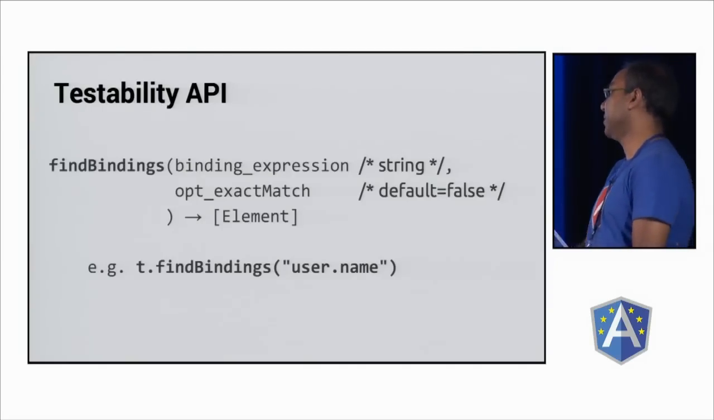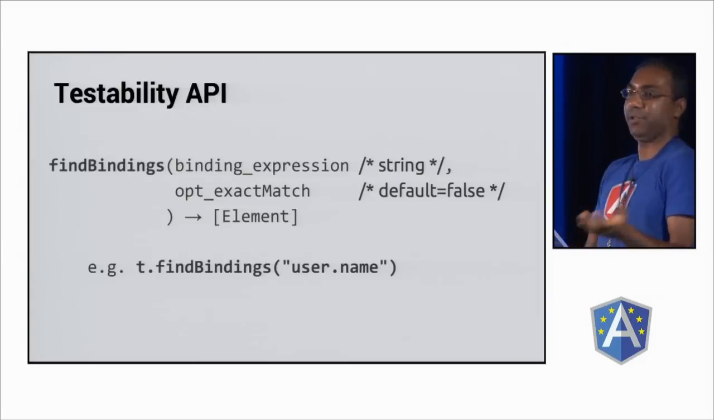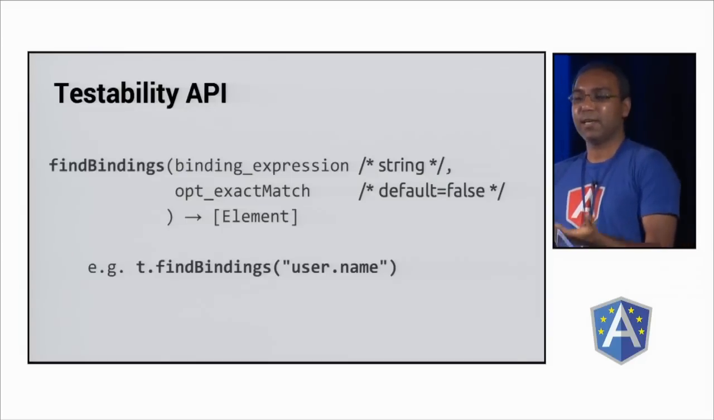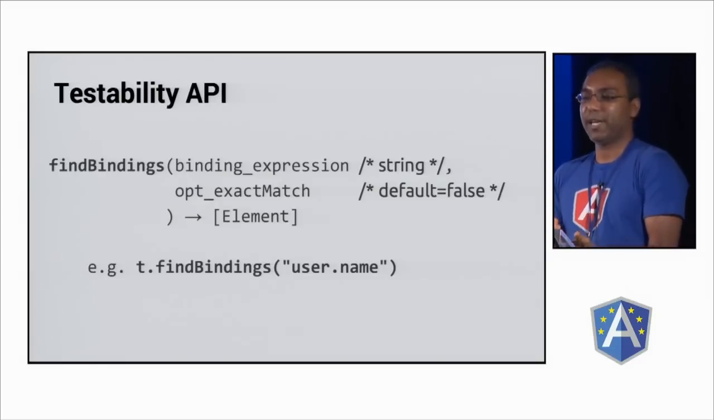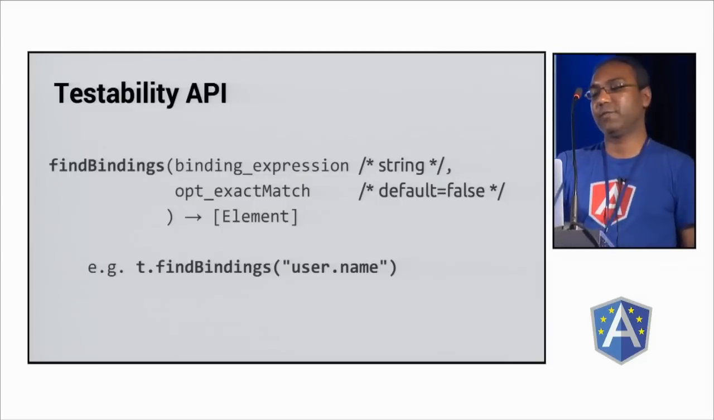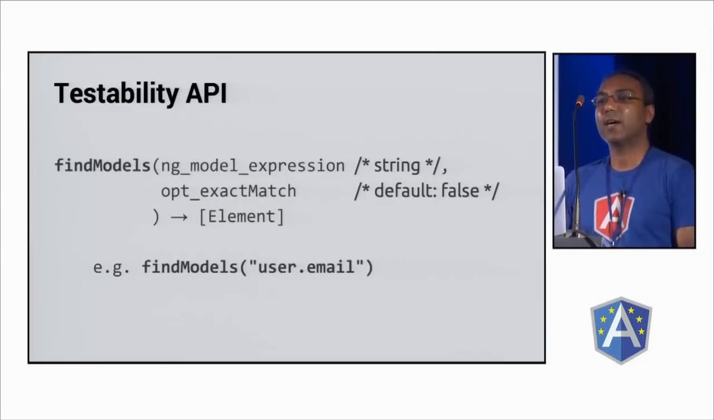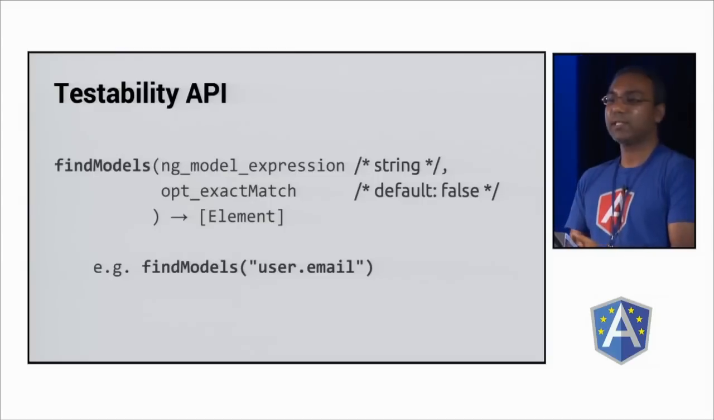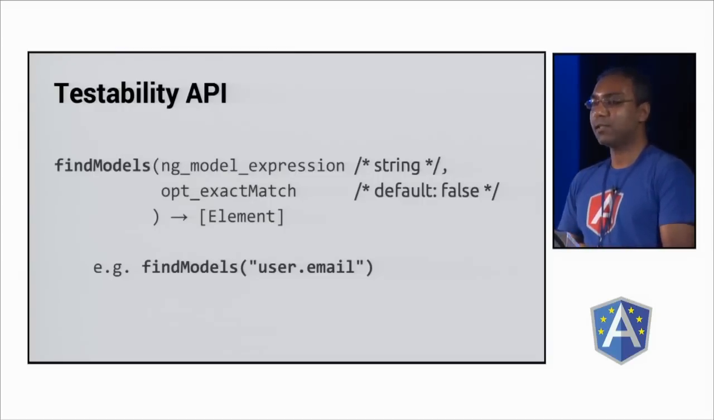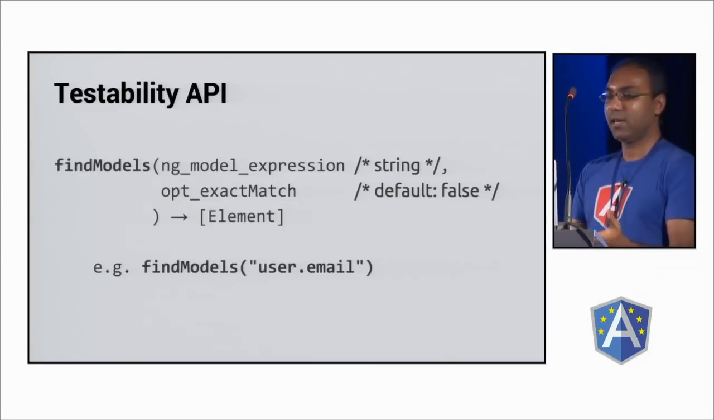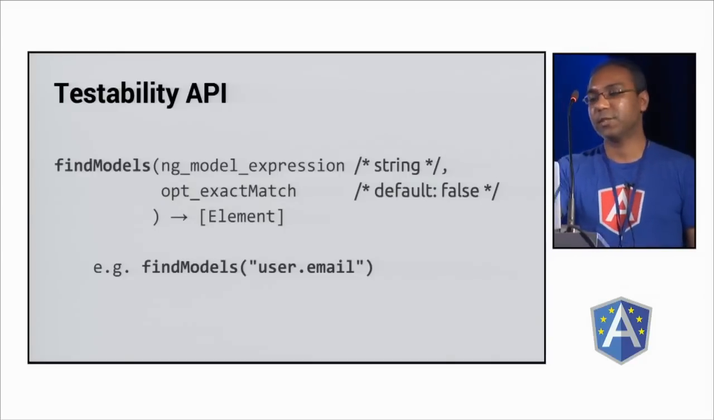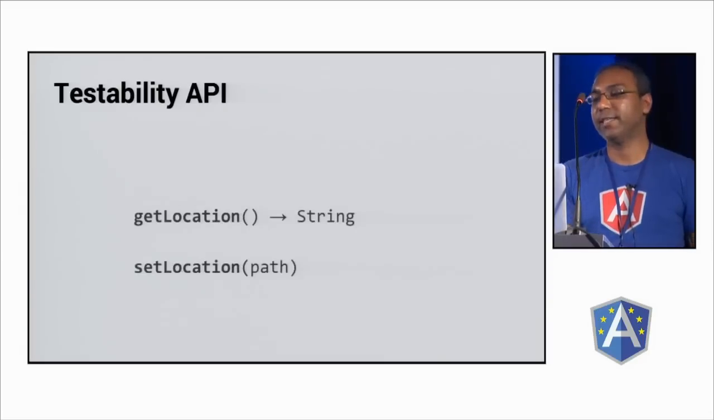On the testability API, you would say, hey, find me all the bindings that contain a user.name. You can specify if you want a strict match, an exact match. But you would get a list of all the elements that use those bindings. And similarly, you could use find models. Protractor uses these for its locators, the ones you saw earlier, the by.binding and by.model. Angular would be providing Protractor these elements that it discovered on its own, so it doesn't have to know how to get these things.